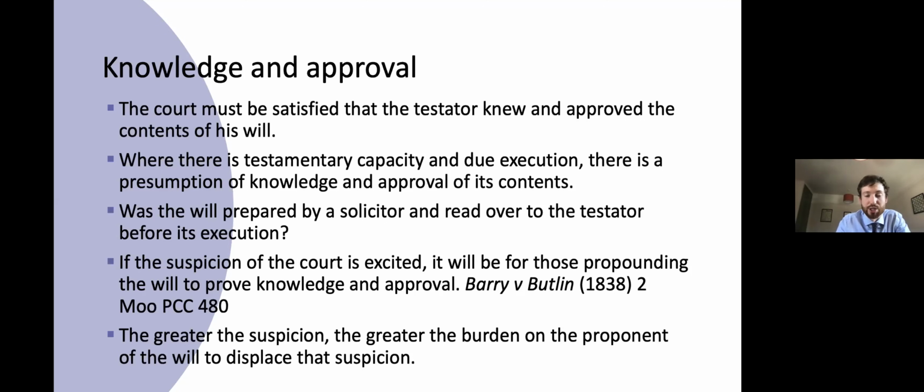So the greater the suspicion, the greater the burden on the proponent of the will. And again, if the will is simple, it will be easier to show knowledge and approval. And if it's more complex, then it's more difficult. And when we turn our minds to fraud later on, we will see why pleading knowledge and approval, or want of knowledge and approval, can be useful.